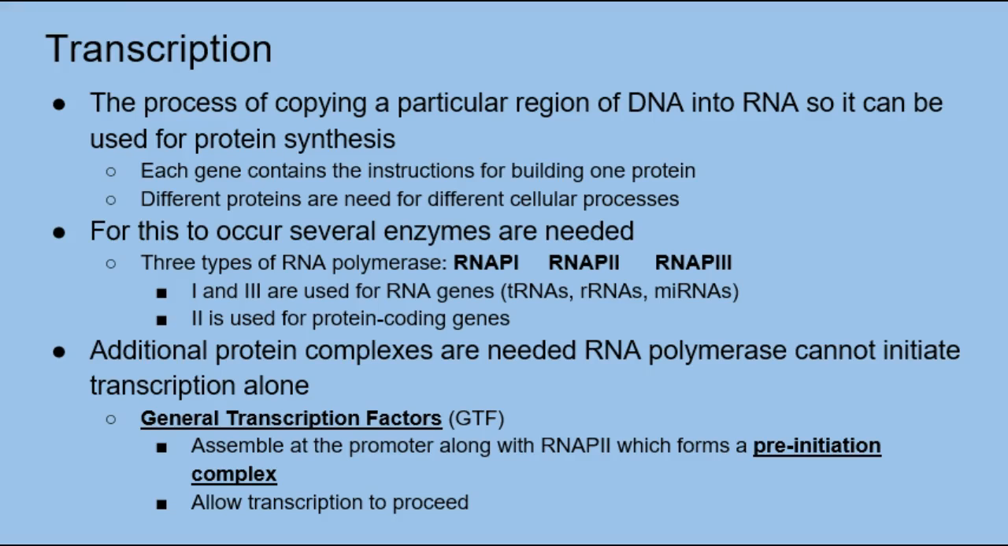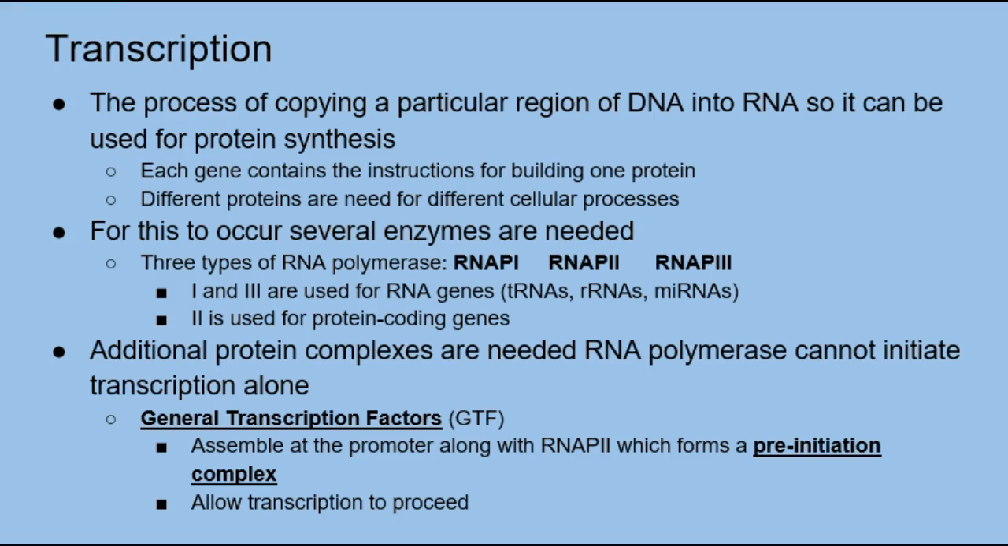So next we're going to talk about the assembly and purpose of the pre-initiation complex, which is part of transcription. Transcription is the process of copying a particular region of DNA into RNA so that it can be used for protein synthesis. Each gene contains the instructions for building proteins. Different proteins are needed for different cellular processes.